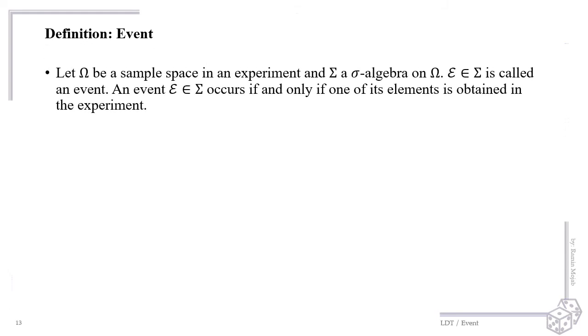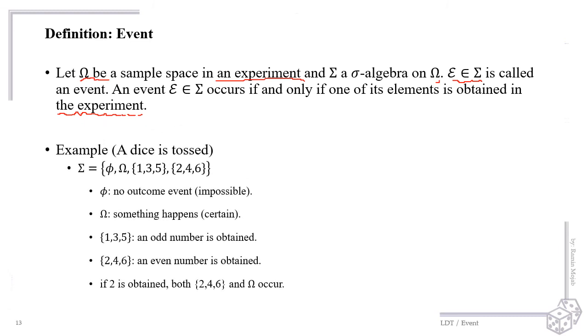Now we want to define an event. As usual, let omega be a sample space in an experiment, and let sigma be a sigma algebra on omega. Every member of the sigma algebra is called an event. An event occurs if and only if one of its elements is obtained in the experiment. You should remember the definition of the experiment. There we said that an elementary outcome will be obtained in the experiment. If that elementary outcome is a member of one or more of these events, we say that that event has occurred.